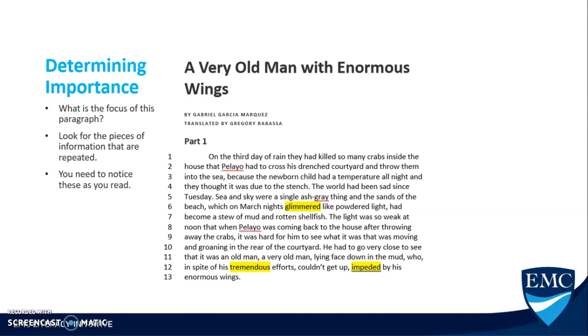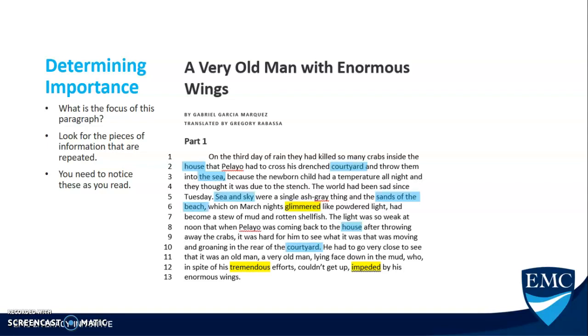So we're going to start with the determining importance strategy. The whole point of this is to think, as we're reading, what's the focus of the paragraph? What's the main thing the writer wants me to be thinking about? What information are they trying to communicate? One of the ways we can do this is by simply looking for things that are repeated. If an author's repeating the same information over and over, it's a really good clue that that's our focus.